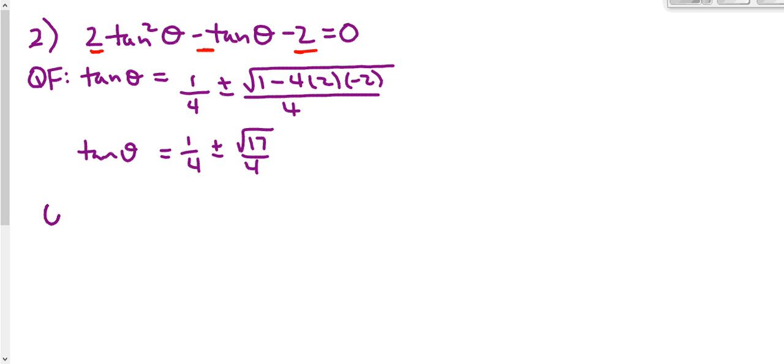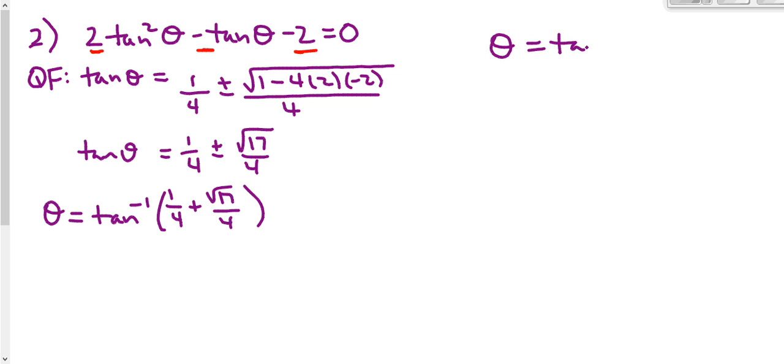So we have to take the inverse tangent of both of those numbers. Do them one at a time. Inverse tangent of 1/4 plus square root 17 over 4 is one of them. And then inverse tangent of 1/4 minus square root 17 over 4 is the other one.